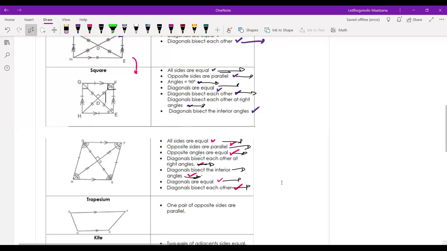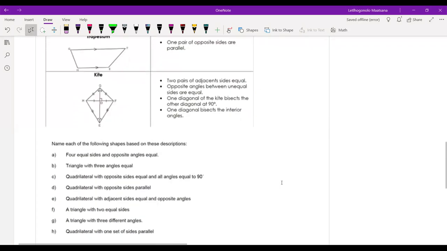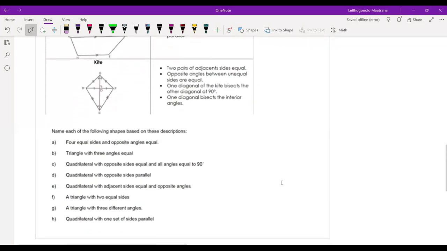We have a trapezium where one pair of opposite sides are parallel. We have a kite that has two pairs of adjacent sides that are equal. Opposite angles between unequal sides are equal. One diagonal of the kite bisects the other at 90 degrees. One diagonal bisects the interior angles, and we can clearly see them on the page.